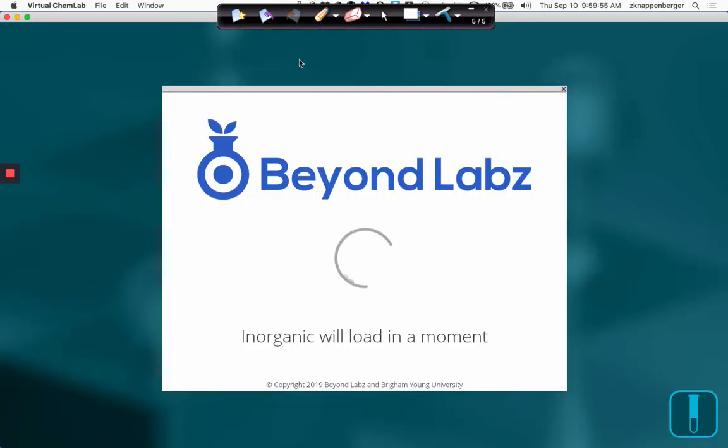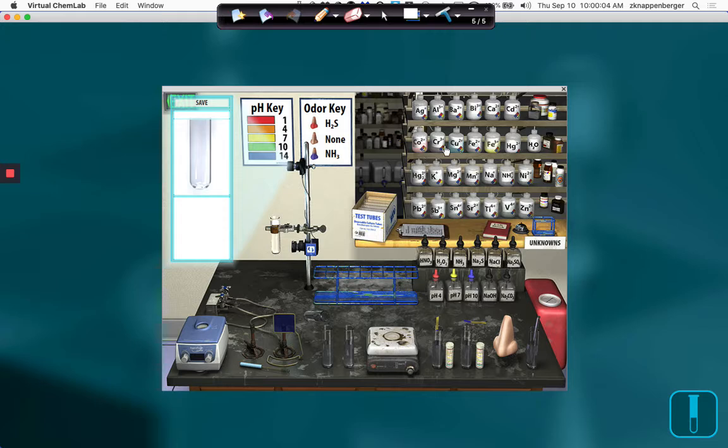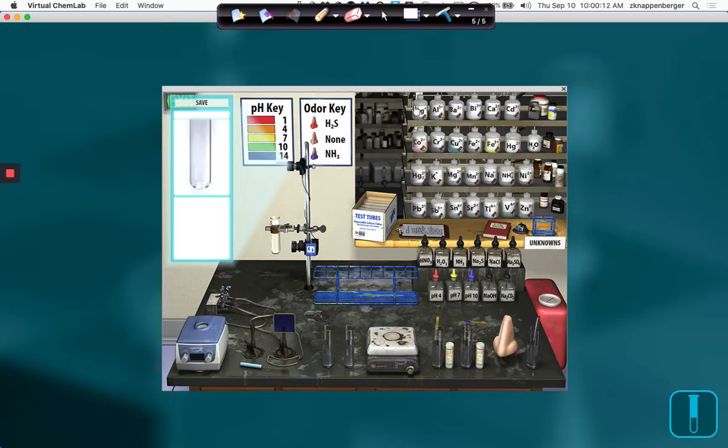We can go into the inorganic lab, and we can go into the stock room. Well, first we need a test tube. We can go into the stock room and grab a test tube and we can put some silver in the test tube. And if we look right here, you'll notice that the silver solution is clear.